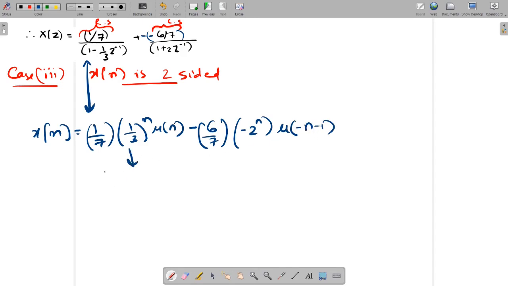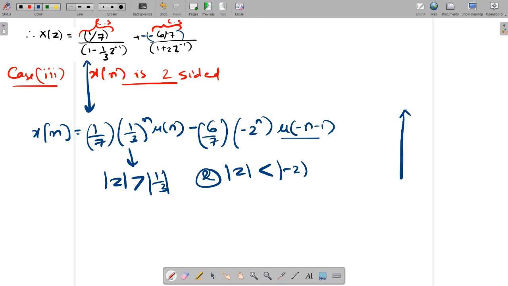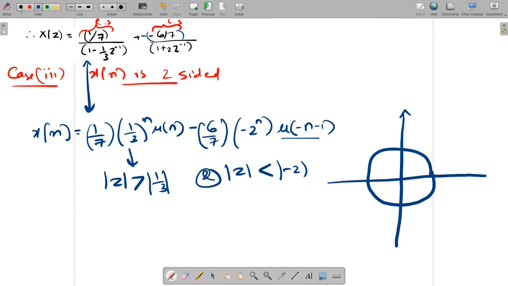Good. So what is ROC over here? Mod z is more than, right? Because it is u of n, more than 1 by 3. And over here, mod z is less than because u of minus n minus 1, less than minus 2. If I draw the ROC, my unit circle, mod z is more than 1 by 3 means the first pole is over here, next pole is over here, minus 2. So more than 1 by 3 means like this, more than 1 by 3, and less than minus 2 means minus 1, and so on, like this.